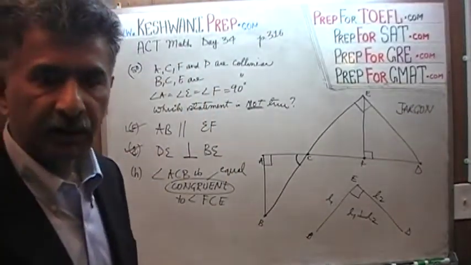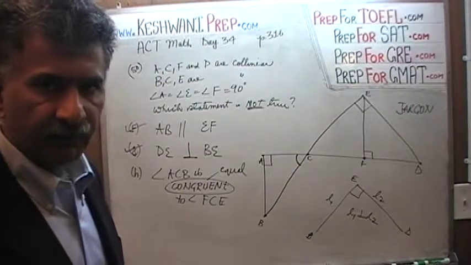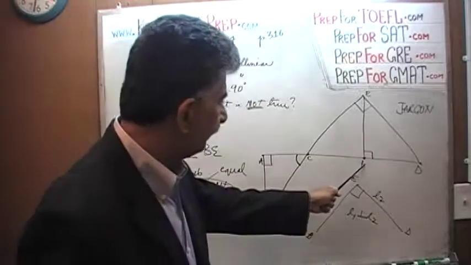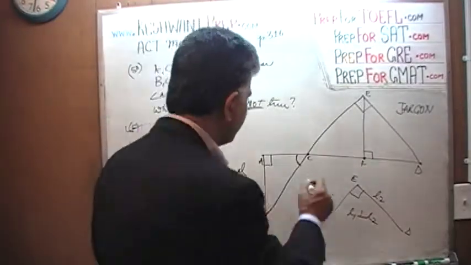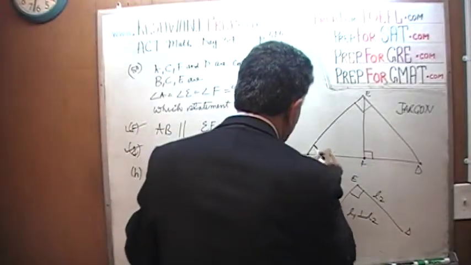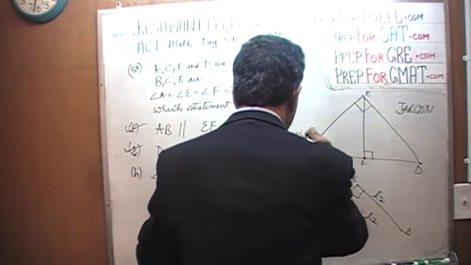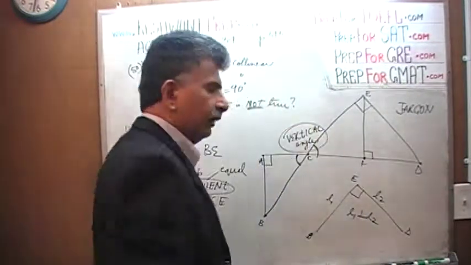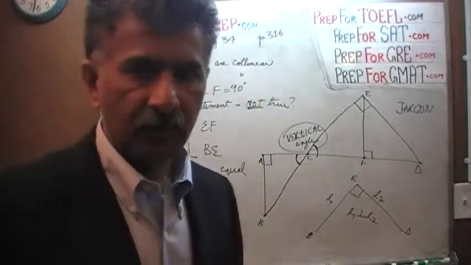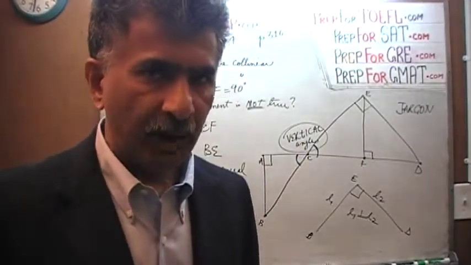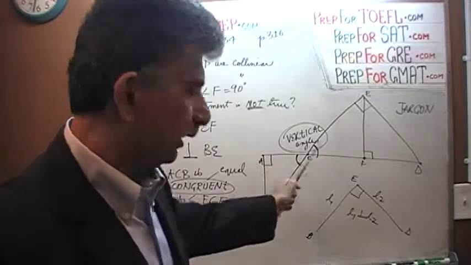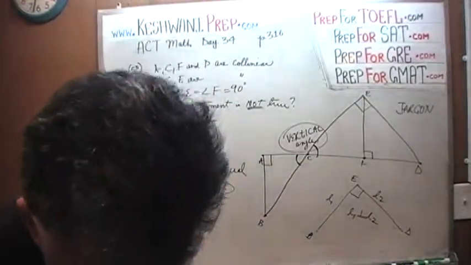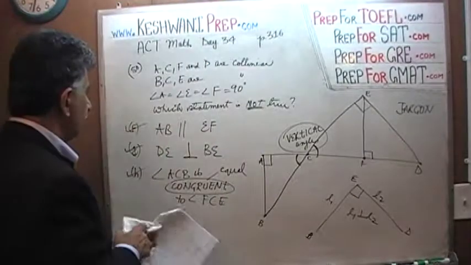So let's look at the other angle and let's find out if that's true or not. FCE. What do you know? Of course they are equal to each other. These two angles are equal to each other because they are vertical angles. Some people refer to them as opposite angles. Opposite angles or vertical angles are always equal to each other. That statement is also true. So the answer is not H. Let's move on then. Let's put the J on the top.